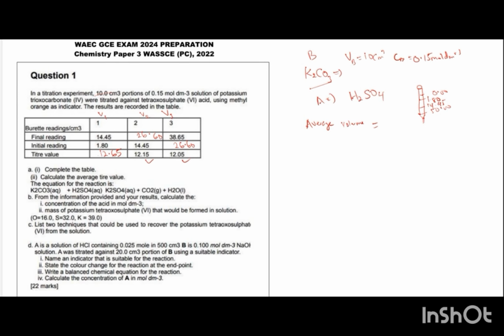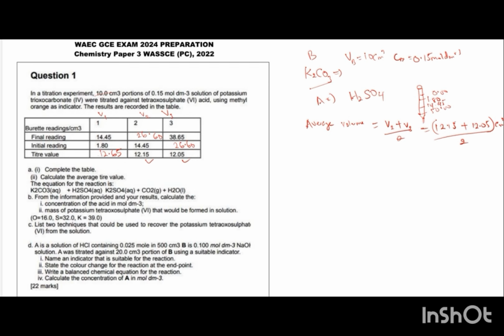So I'm going to be using the volume 2 plus volume 3 as my 2 concordant values divided by 2. That's how to find the average. Because I'm using 2 volumes, I'm dividing by 2. So I'm going to be using 12.15 plus 12.05 in centimeter cube divided by 2. So we have 12.15 plus 12.05 divided by 2.